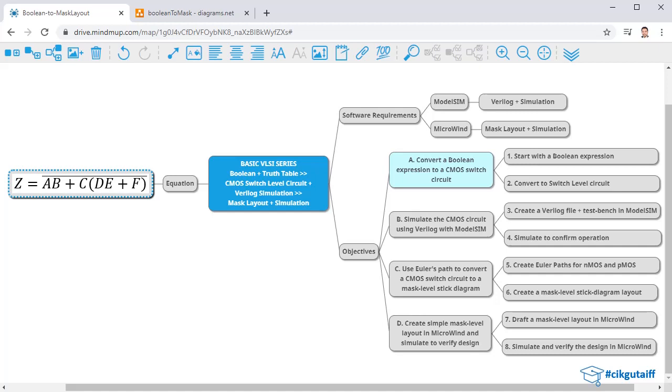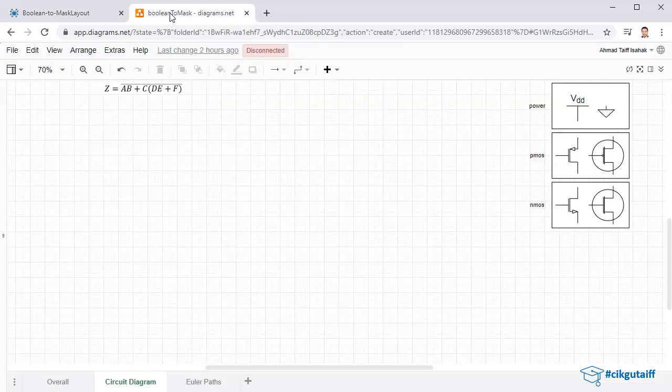Hi, welcome to our basic VLSI series, part 1, where we'll be converting this Boolean expression to a CMOS switch circuit. So here's the equation from earlier.